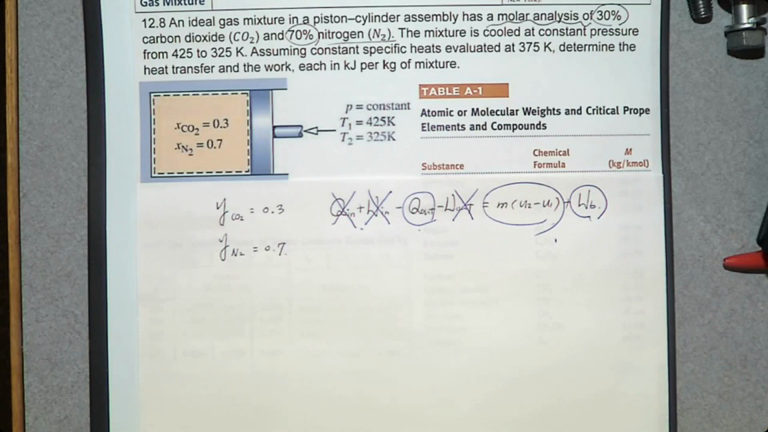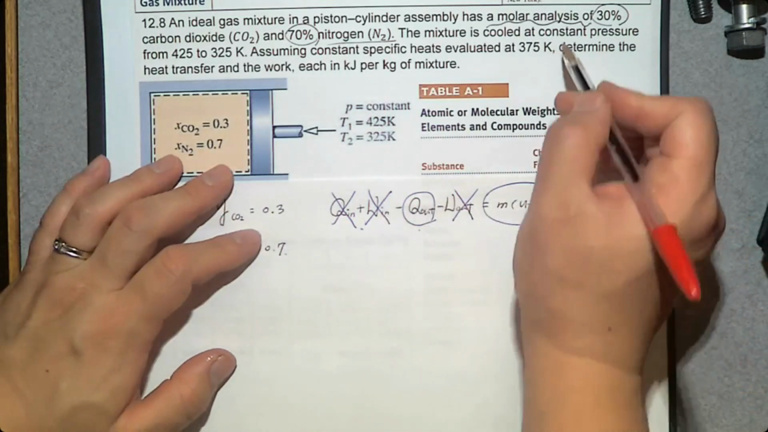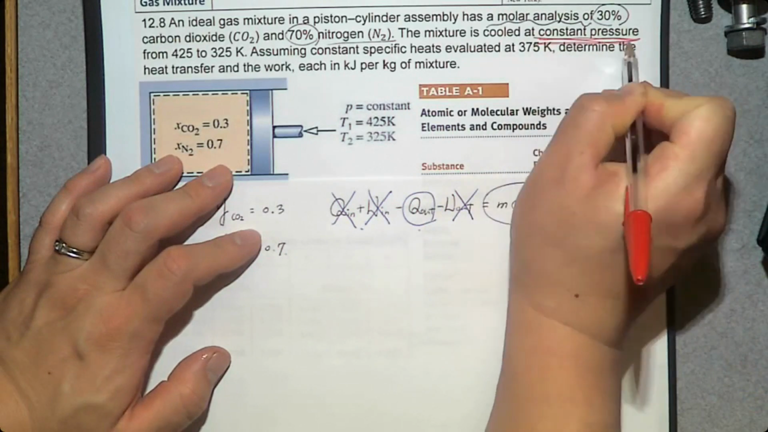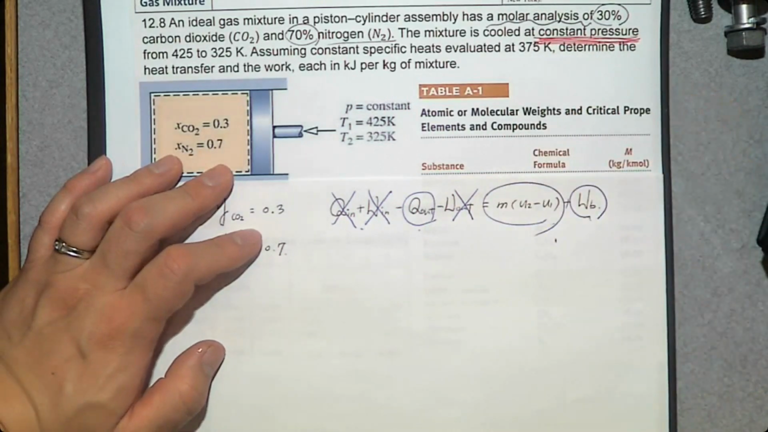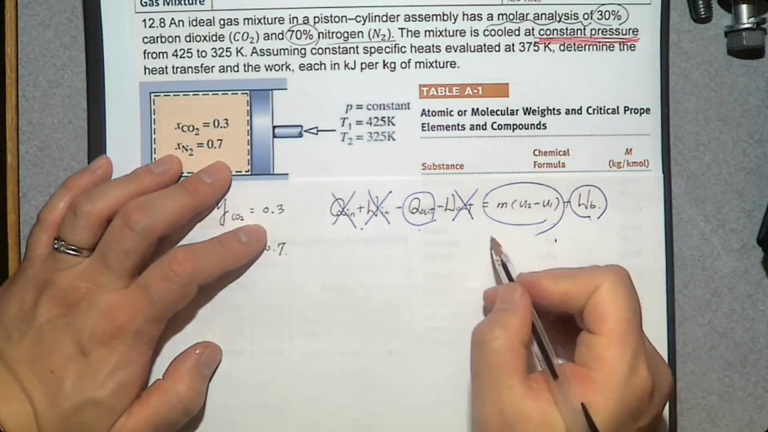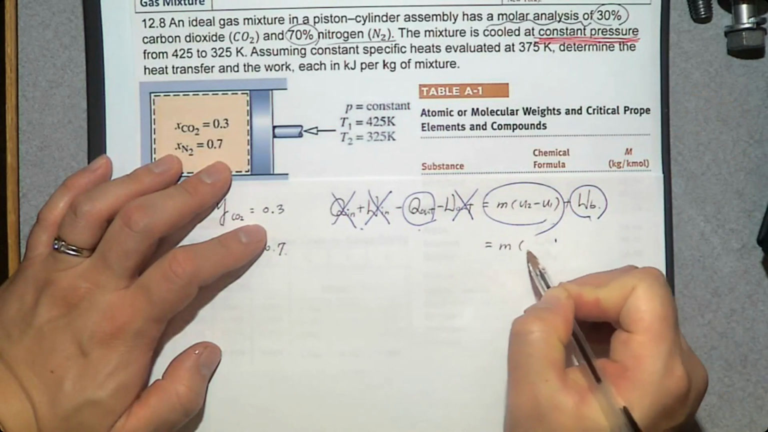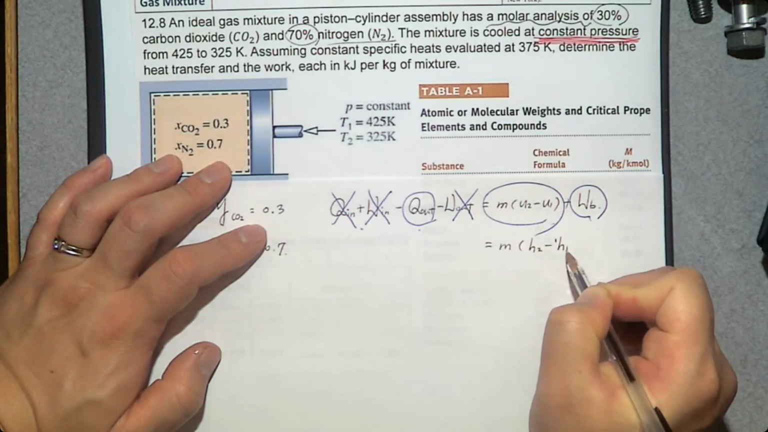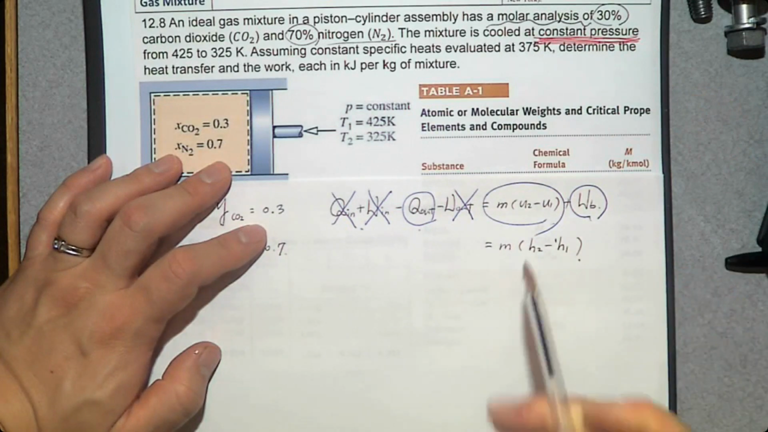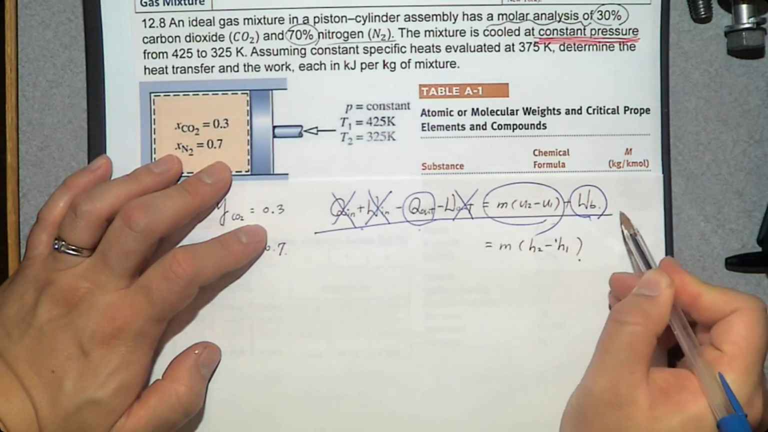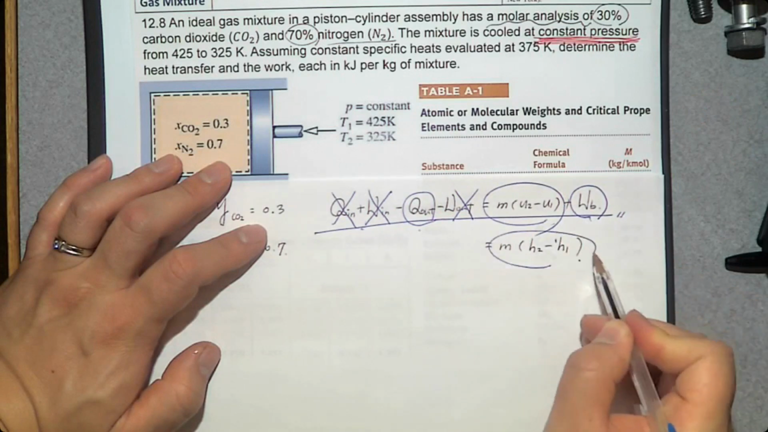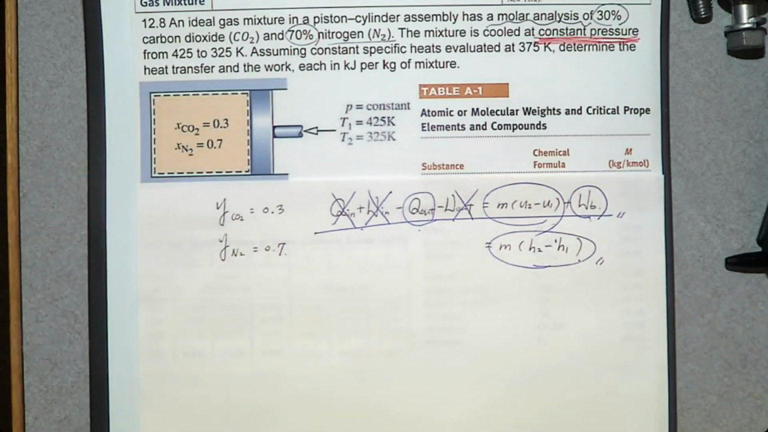If you don't want to use this mass times U2 minus U1 plus moving boundary work, if you have a constant pressure process, you can also use specific enthalpy, which is mass times H2 minus H1. This one is the general energy balance equation. You can also use this form on the right-hand side. Either is okay because it's a constant pressure process.